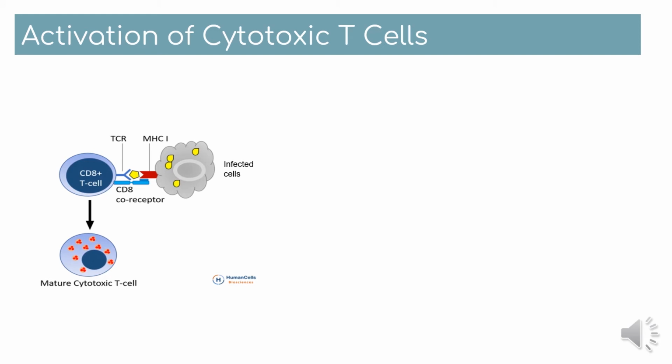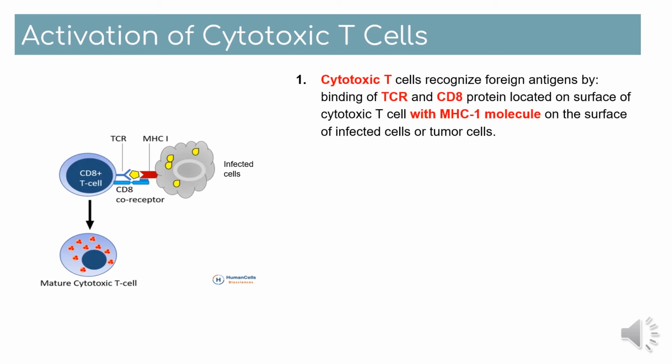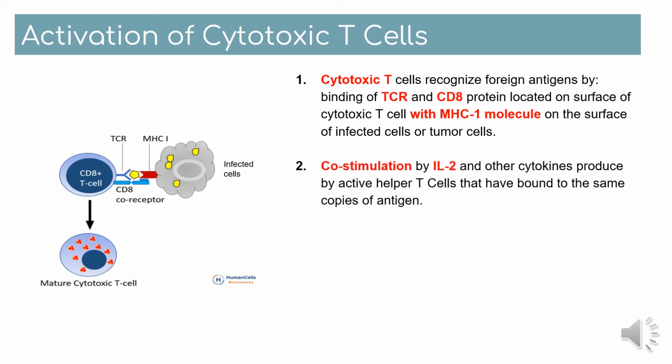Activation of cytotoxic T cells. Activation of cytotoxic T cells consists of two steps. First step is the cytotoxic T cell will recognize the foreign antigen by binding of the TCR and CD8 protein that locate on the surface of the cytotoxic T cell with the MHC1 molecules on the surface of the infected cell. Second step is where the co-stimulation occurs, which is co-stimulation by interleukin-2 and other cytokines that are produced by active helper T cells that have bound to the same copies of antigen. By having both steps, it causes the activation of cytotoxic T cells.